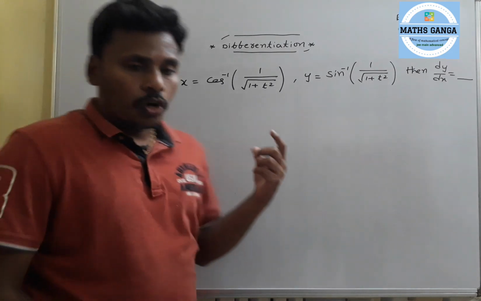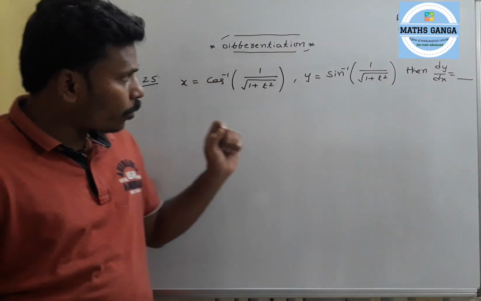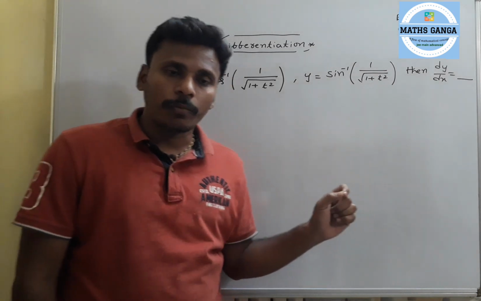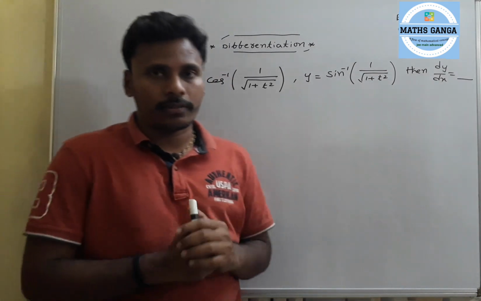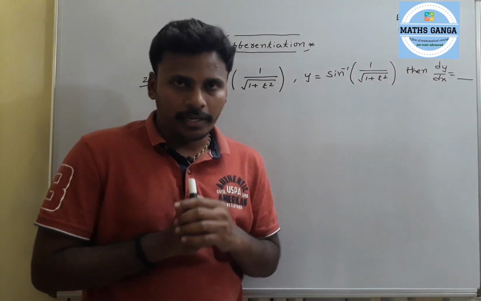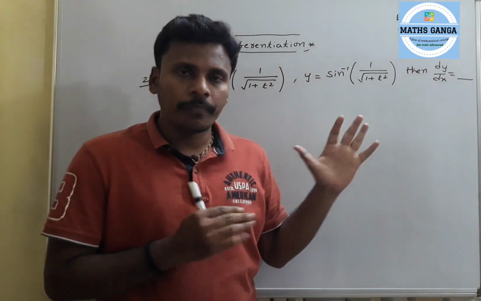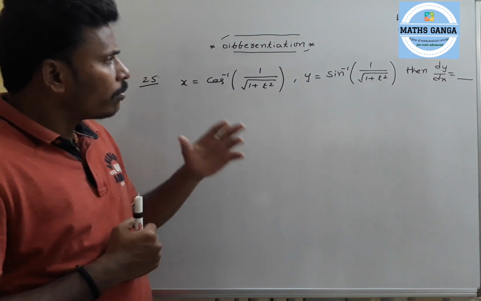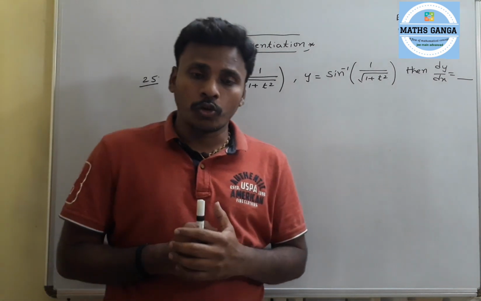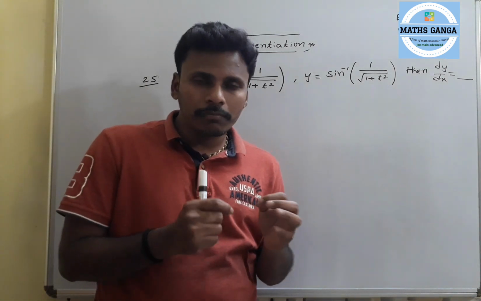So x is equal to cos inverse of 1 by root 1 plus t square, y is equal to sin inverse of 1 by root 1 plus t square. We need to find dy by dx. Y and x are not directly connected. Y and x are connected with some other parameter t. But if we move with the parametric differentiation with respect to t, again it is a bit complicated.